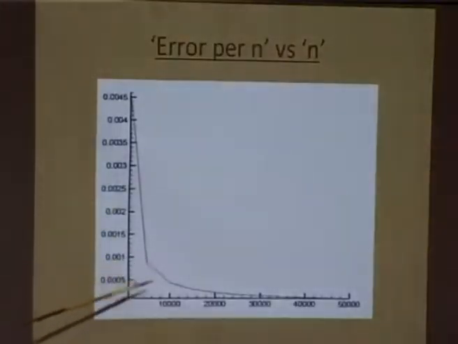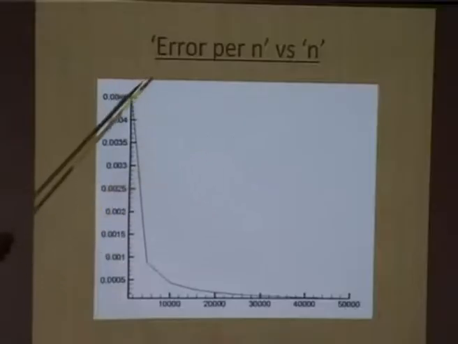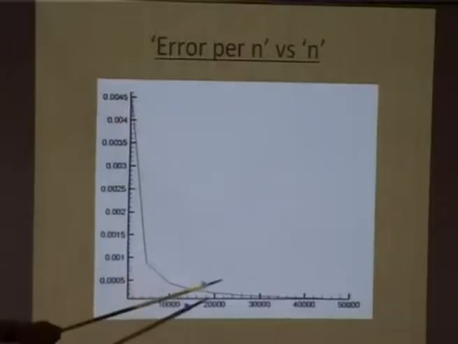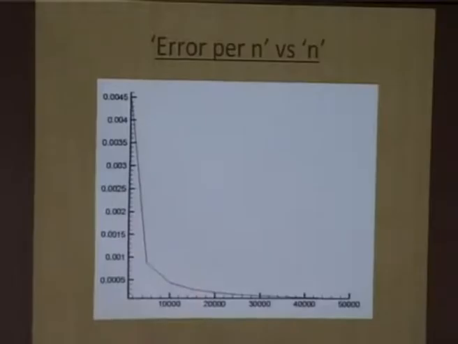we'll get something like error per n versus n, where n is the number of grids that we employ. So this is how we get it. One important thing is that we can use this graph to determine what should be our number of grid points to be employed, or rather what should be our grid size.